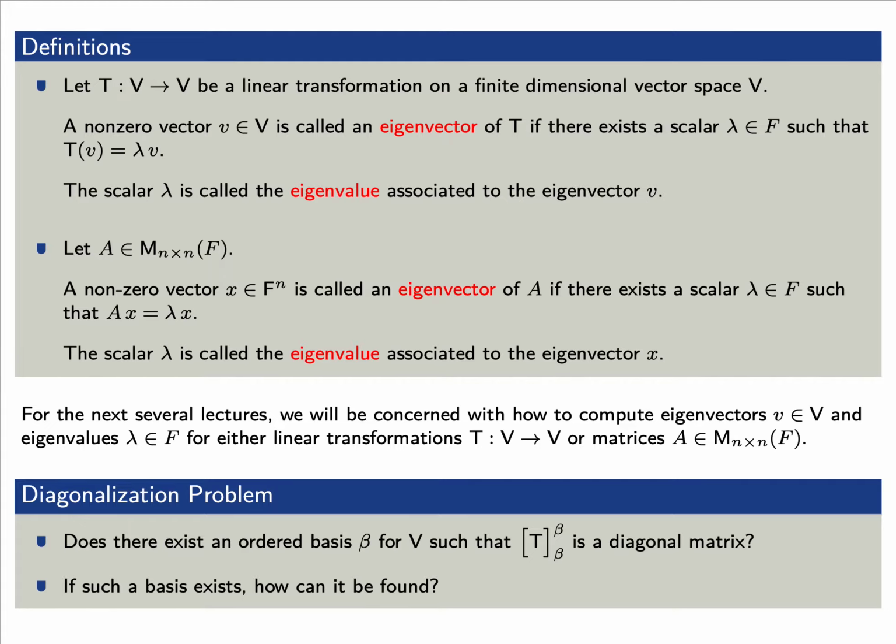You may want to keep the following diagonalization problem in mind. First, does there exist an ordered basis beta for our vector space V such that the matrix representation [T] with respect to beta is a diagonal matrix? Second, if such a basis beta exists, how can it be found?